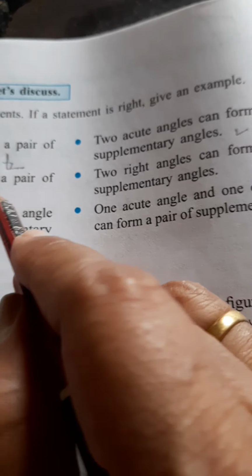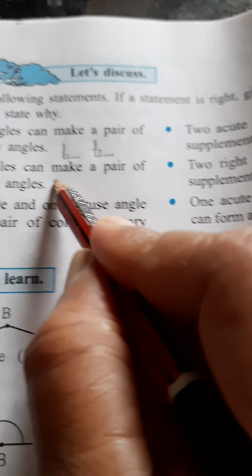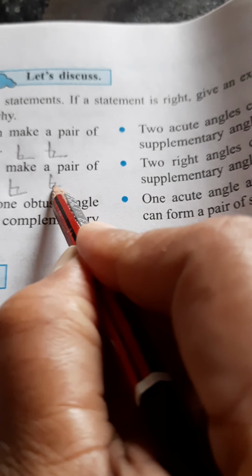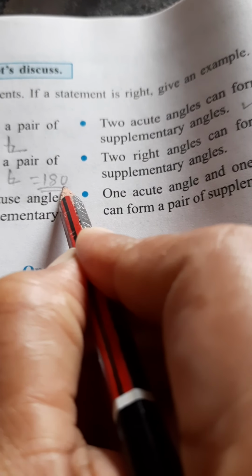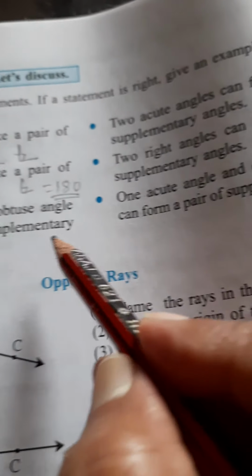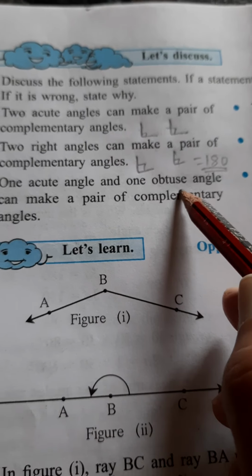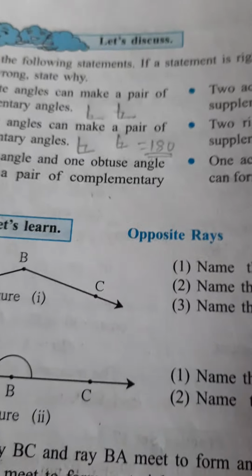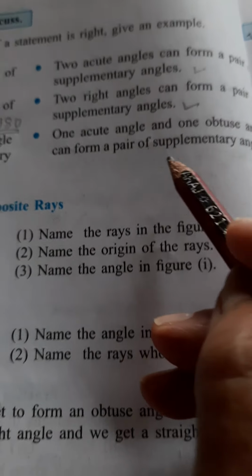Then, two right angles can make a pair of complementary angles. This one is wrong because I have already said these are right angles, 90 degrees and 90 degrees. The sum of these two angles is 180 degrees and these are not complementary angles. This is supplementary angles. Then the second one: an acute angle and an obtuse angle can make a pair of complementary angles. This is also wrong. One acute angle and one obtuse angle can form supplementary angles.